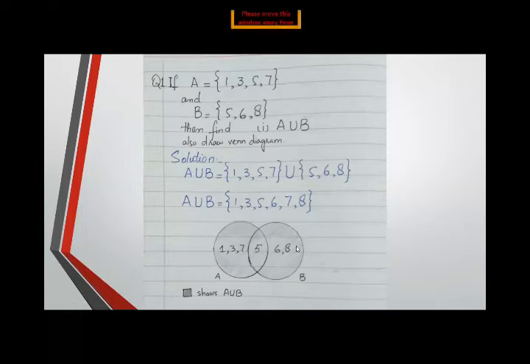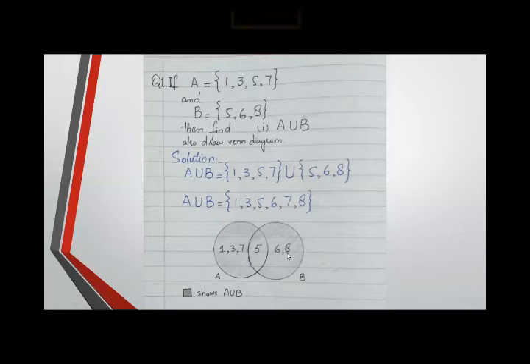Now the next thing is we write the remaining elements of set B. Here 5 is common and we already wrote it in the central part of this Venn diagram, and the remaining numbers are 6 and 8. So we write 6 and 8 in this section of the Venn diagram.